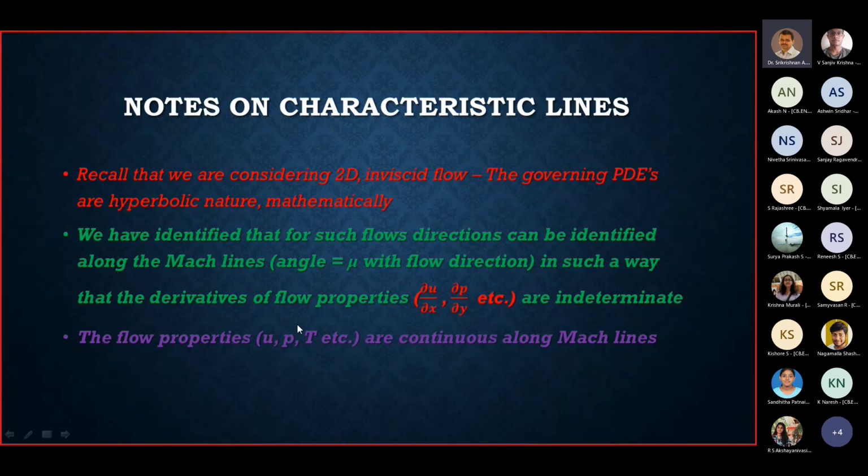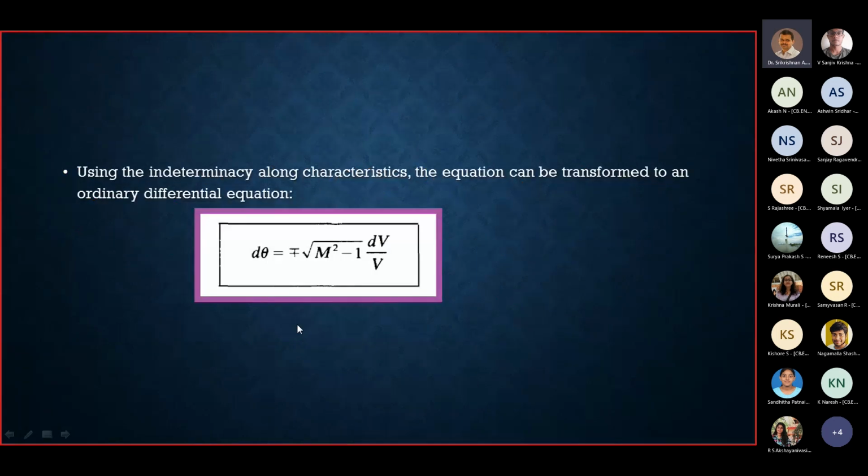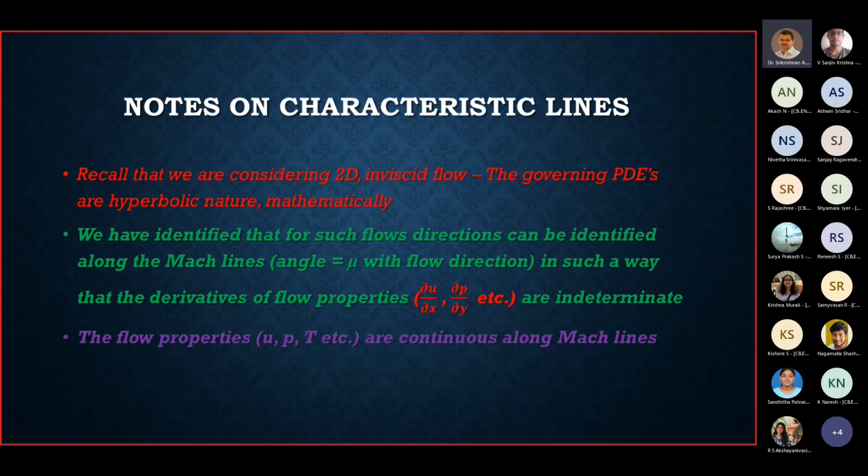Okay, now this relation, that is d theta equals plus or minus square root of M squared minus 1 divided by dv by v, just comes from what we had listed. I'll get back to this equation, but before that I'll summarize these three points about the characteristic lines. As of now, what we have discussed is 2D inviscid flows. They are applicable to 3D also, but what we have considered so far is 2D inviscid flows. The governing equations are hyperbolic in nature, and characteristic lines are identified because of the hyperbolic nature of the mathematical equations.